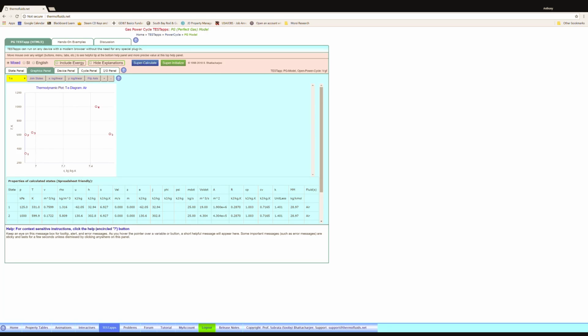We are now in TestCalc. I want to begin by showing you the TS diagram for this Brayton cycle. Note that point 3 is greater in temperature and entropy than point 2. This is because point 2 represents the perfectly isentropic compressor and point 3 represents the outlet for the actual compressor outlet.